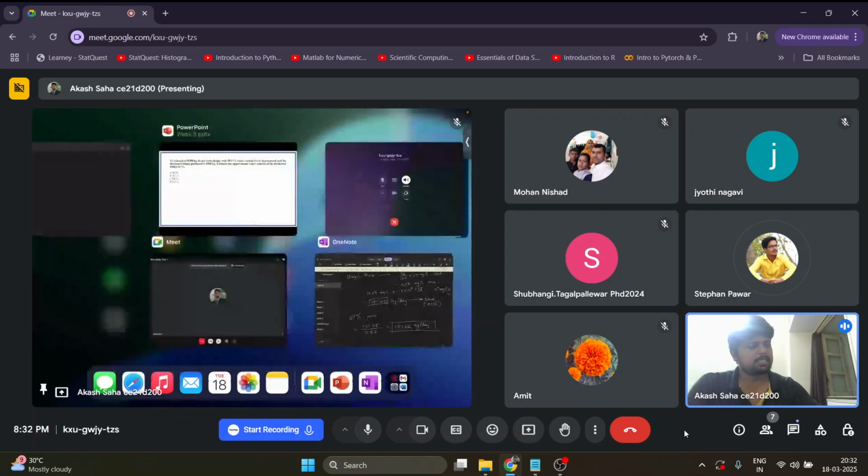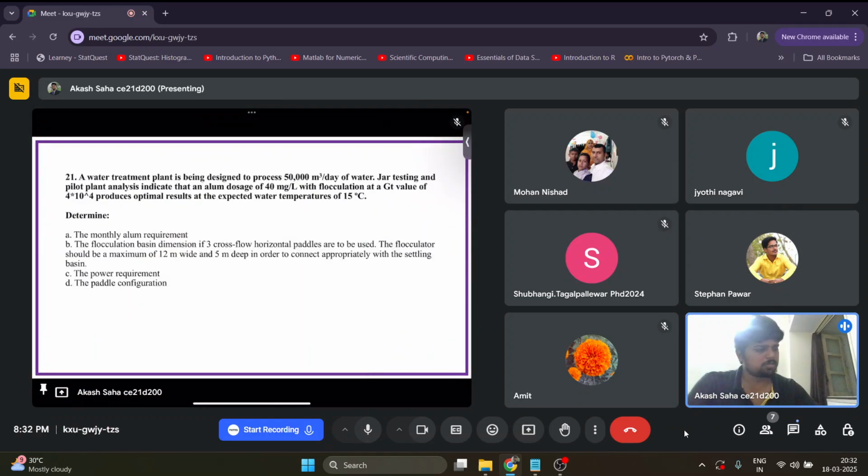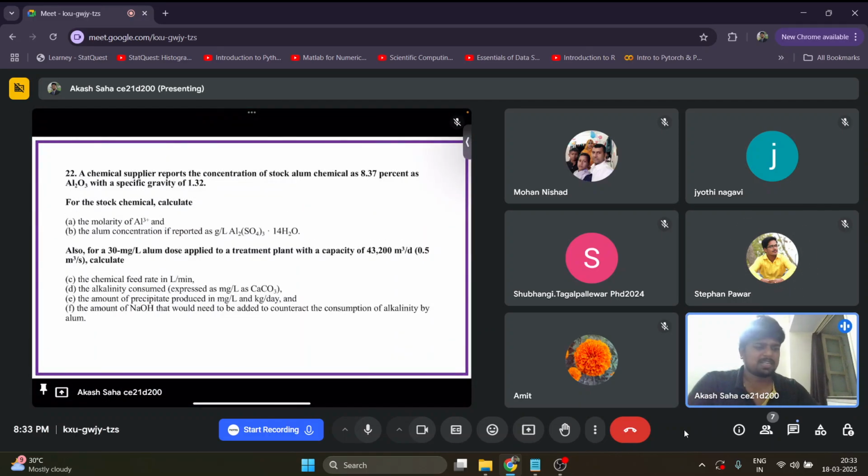So that was the question. Another similar problem I have: here also the same stock solution, 8.37 percentage of Al2O3 with specific gravity of 1.32. It is the same type of problem, so please try to solve it. We can discuss it in the next class, or you can send it over to me by mail.